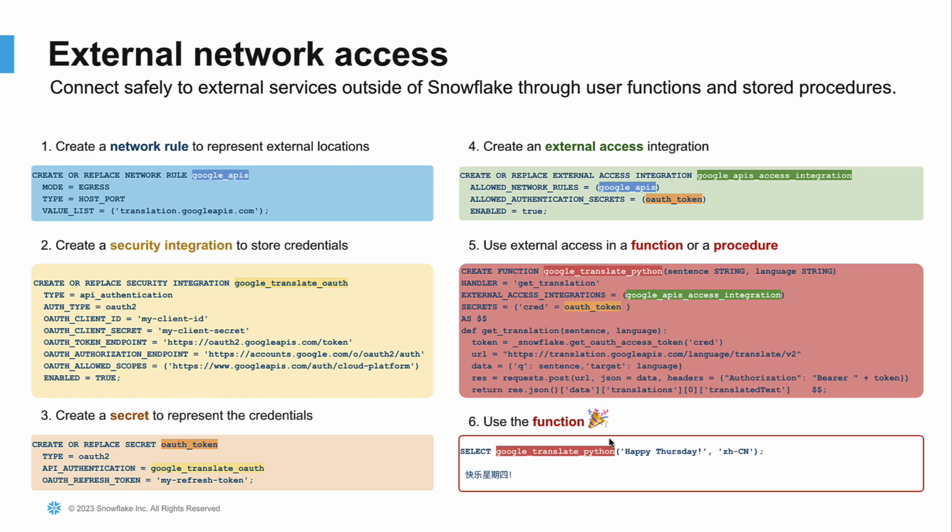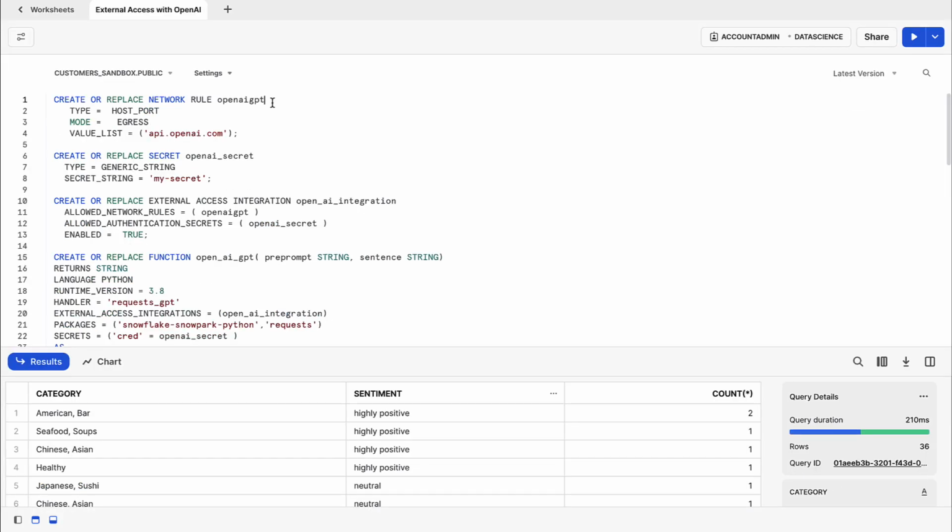In the example here, select Google Translate Python. It translates "Happy Thursday" in Chinese. And you can see the results in Chinese. Now let's see external access in action.